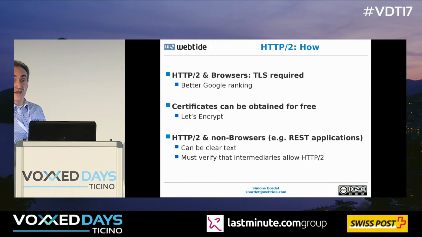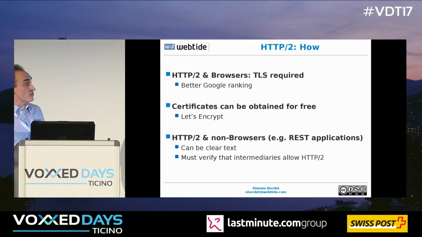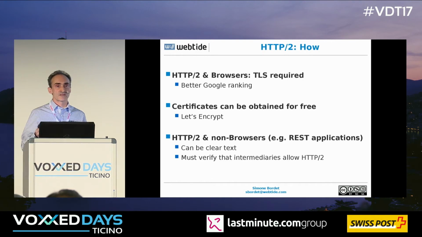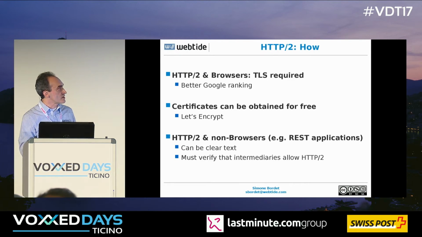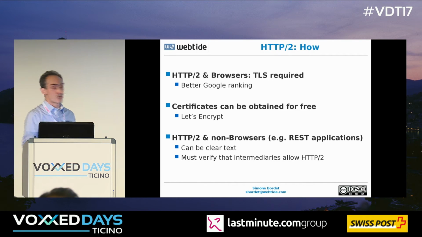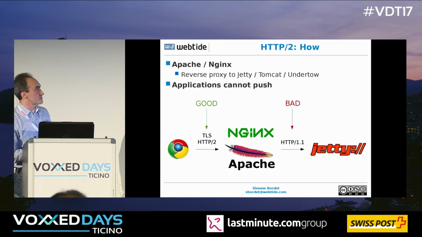However, the protocol is flexible enough that if you use HTTP 2 on the backend, then you don't really need to be encrypted. If you are within your data center, then you can use HTTP 2 in clear text. However, you must verify that all intermediaries allow HTTP 2. This means, for example, load balancers, okay? You need to make sure that your load balancer is HTTP 2 enabled, or that it does support HTTP 2.